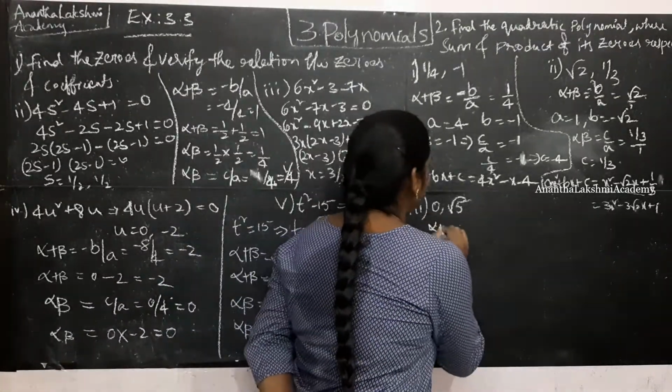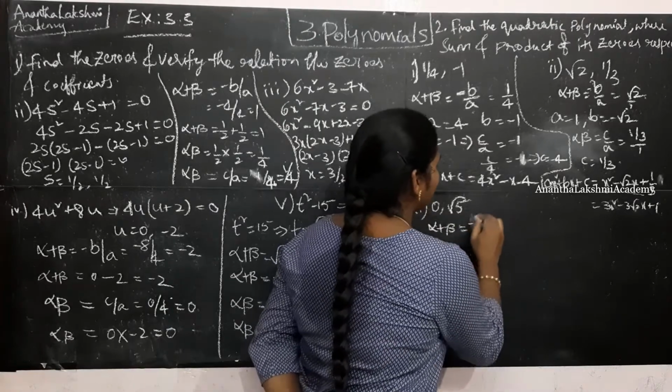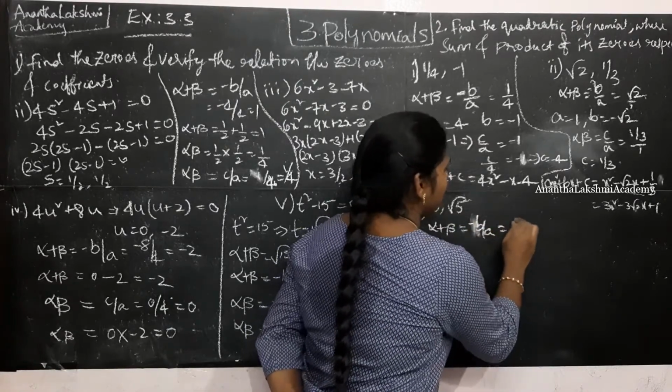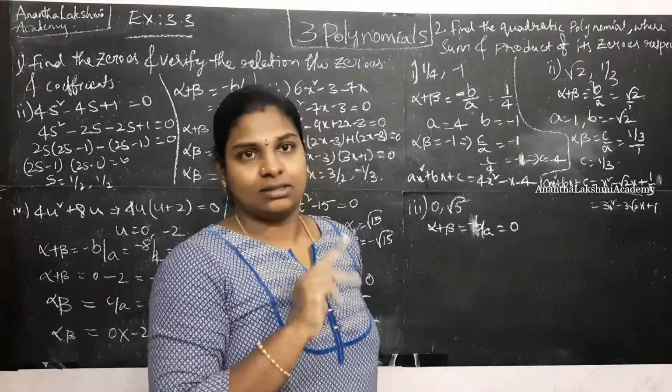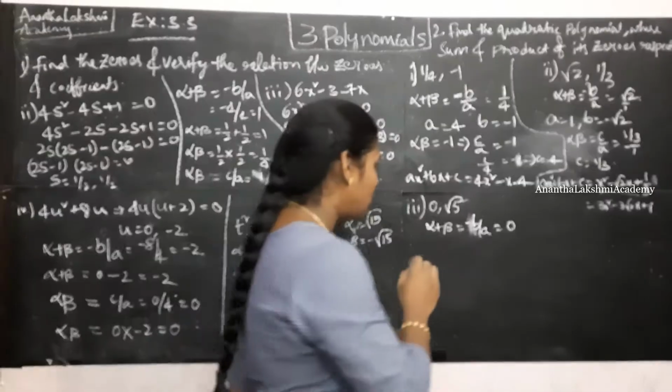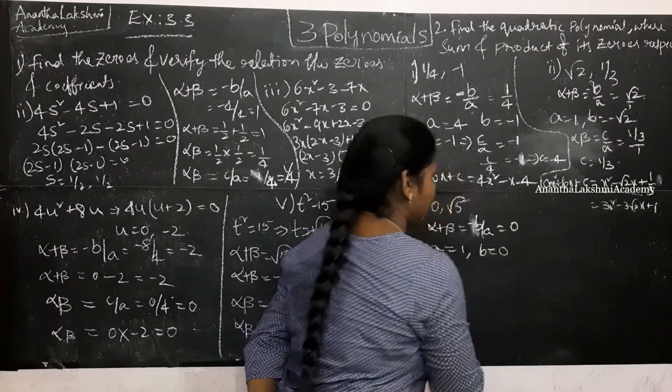So alpha plus beta is equal to 0. 0 is nothing but our minus b by a is equal to 0. When would a fraction be 0? When the numerator is 0. Alright. So here a is equal to 1 and b is equal to 0.